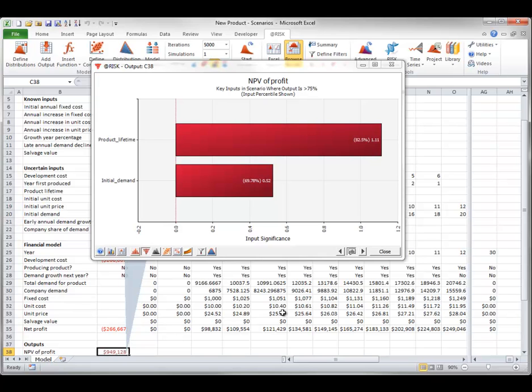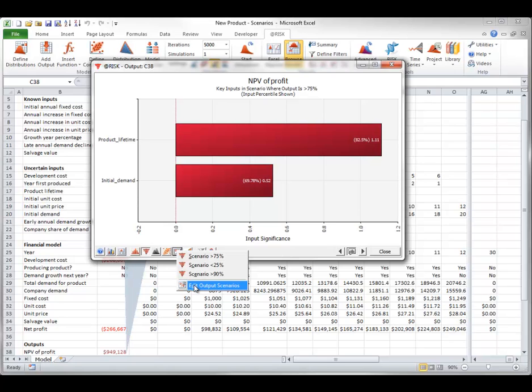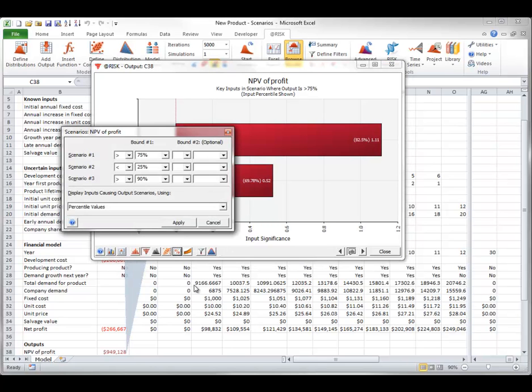Second, from the tornado graph window, you can click the % button and select Edit Output Scenarios to get the following dialog box. The three scenarios you see are the defaults, but you can change them in many ways. For example, you can select actual values and then for the first scenario, change this to less than $250,000. This is about the 8th percentile of the NPV distribution.